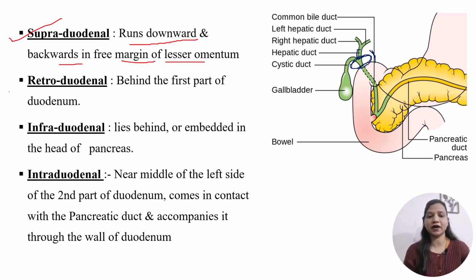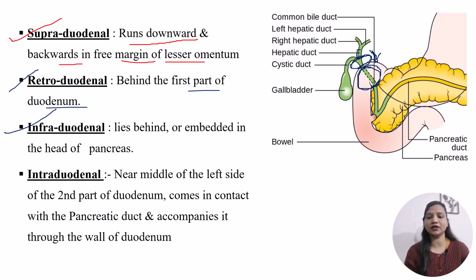Then this part becomes the retroduodenal part when it goes back behind the duodenum. This is the retroduodenal part, which is present behind the duodenum. Being specific, it is present behind the first part of the duodenum. Then there comes the infraduodenal part.